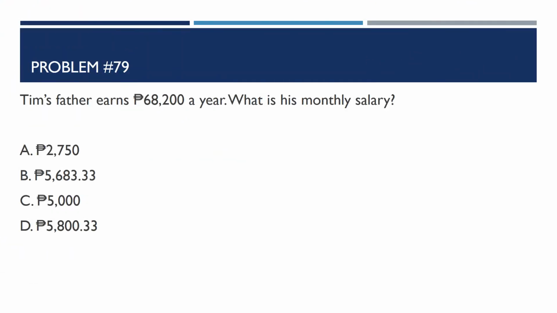Number 79. Tim's father earns 68,200 a year. What is his monthly salary? The answer is 5,683.33. So this problem is kind of easy. We know that it's 68,200 a year, so there are 12 months in a year, so we'll divide it by 12. And that's it. We get the answer.